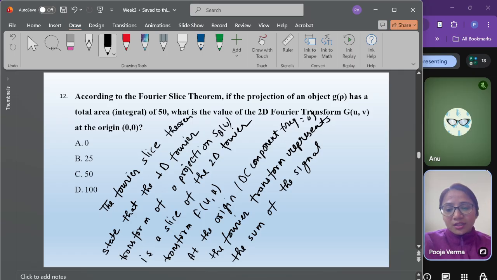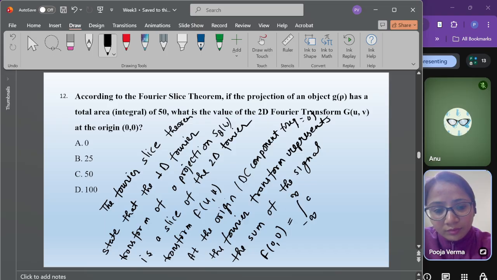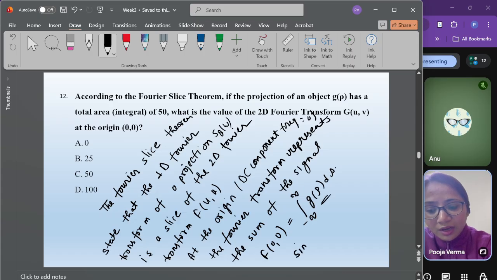In the normal Fourier transform also, if all the values are 0, 0, then 0, 0. Since the integral area is given as 50, here it is not 0. The value at the origin will be 50 because it is the sum of all the signals. So here, if this value is given as 50, no other value is defined. So the origin value will be 50 only, right?